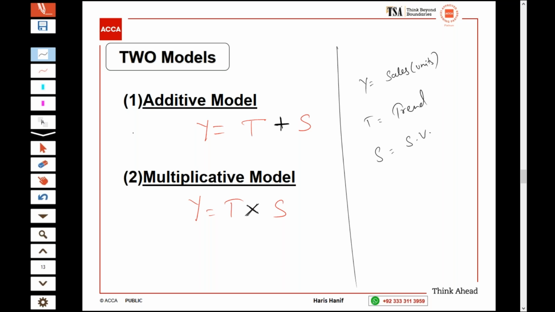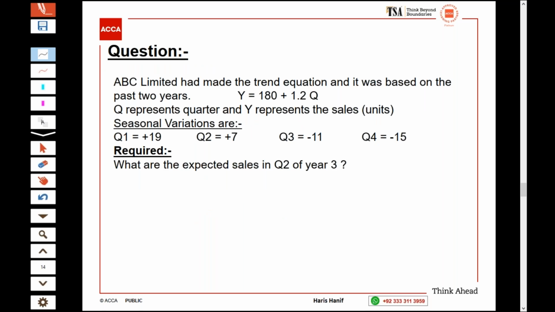Now I can convert these two models. When it is additive, I can make it multiplicative as well. No problem at all. It's just about the calculation manner. You people can notice in the next question. Just read the question at your own pace. Requirement: what are the expected sales in quarter two of year three? Hurry up, read it. Then I will be solving this question here.